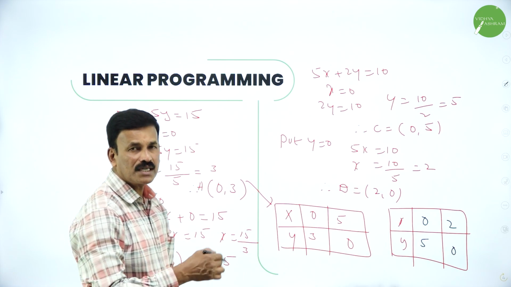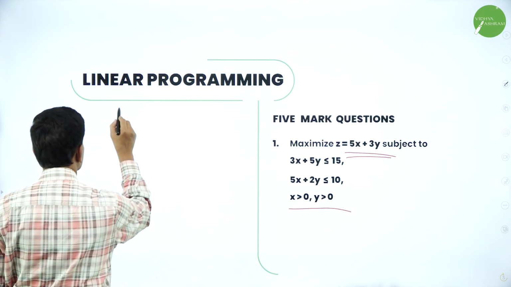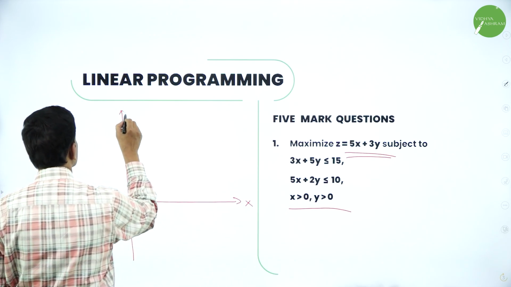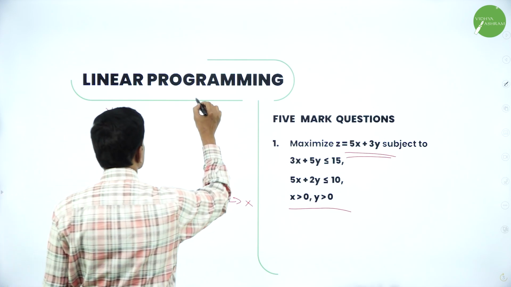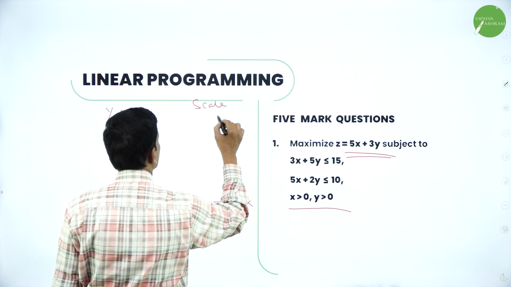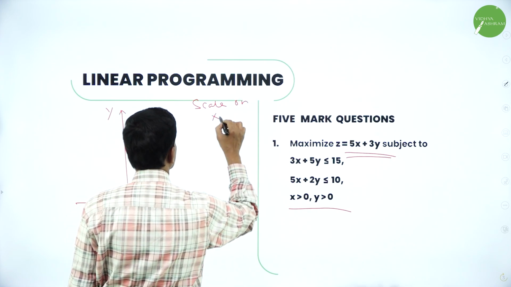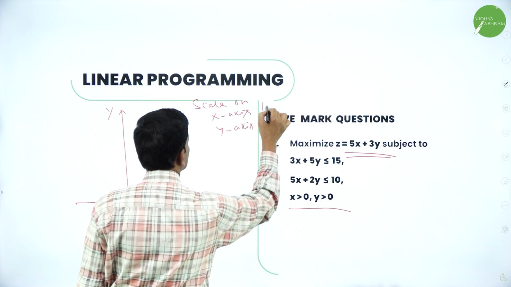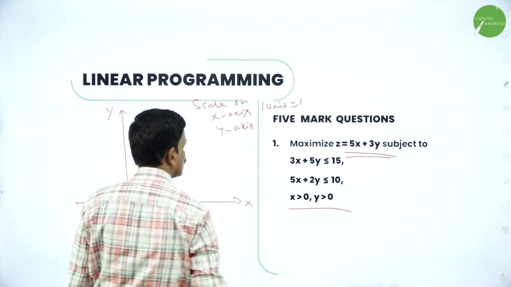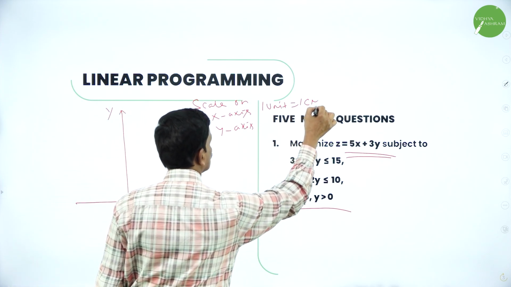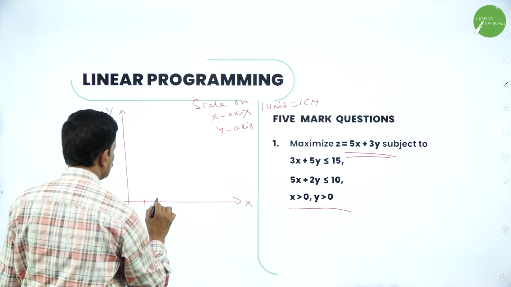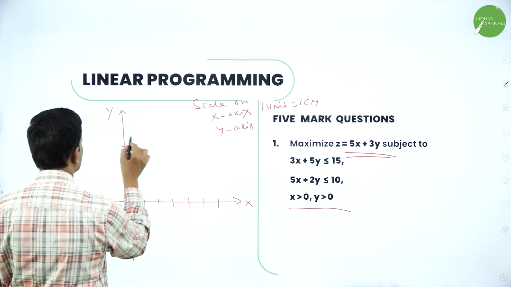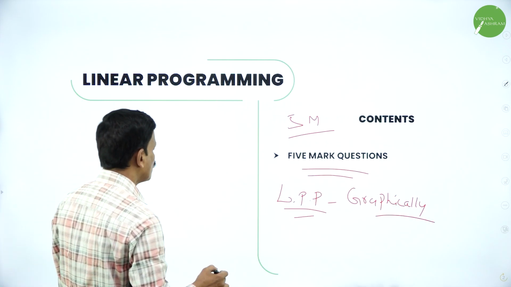So these are the points. So let us represent this on a graph. Now this is the x-axis, y-axis, 0. Let us consider the scale on the x-axis and y-axis: 1 unit is equal to 1 centimeter, right? Now this is 0, 1, 2, 3, 4, 5, 6, and 1, 2, 3, 4, 5, 6. Right.